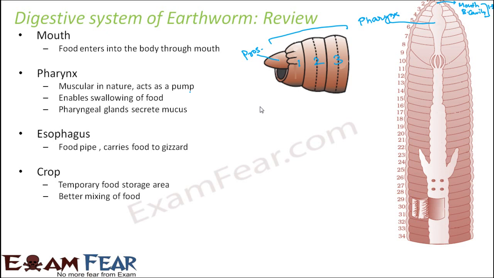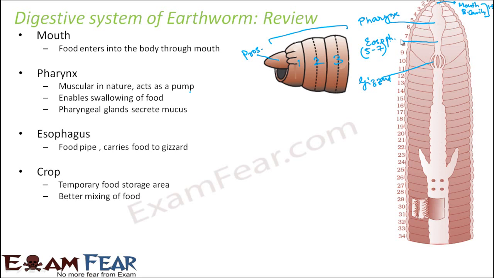Then comes the esophagus or the food pipe. So this pipe-like structure which you see here is the esophagus. It is a food pipe which carries the food to the gizzard. What is gizzard? Gizzard is this muscular structure which you see here. So the esophagus basically acts as a tube which carries food. That's all. So esophagus is present from 5th to 7th segment.